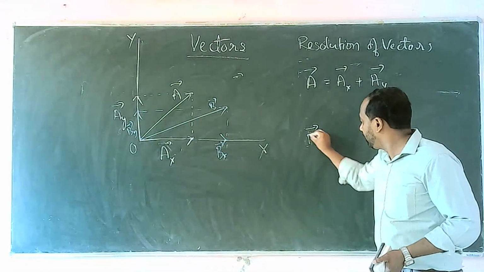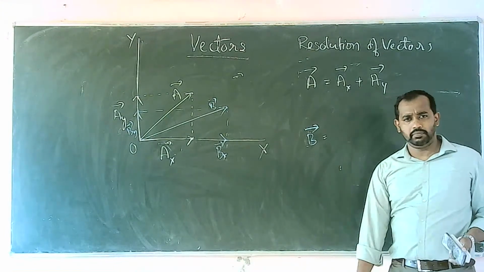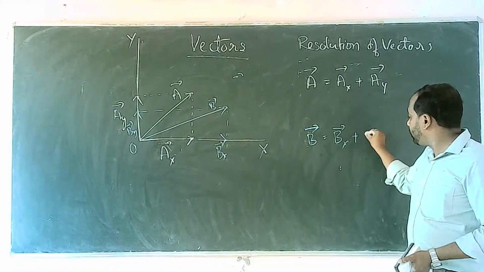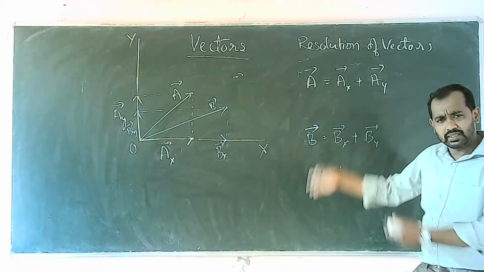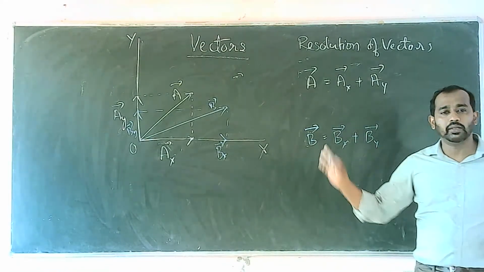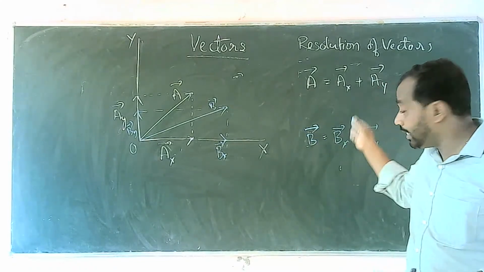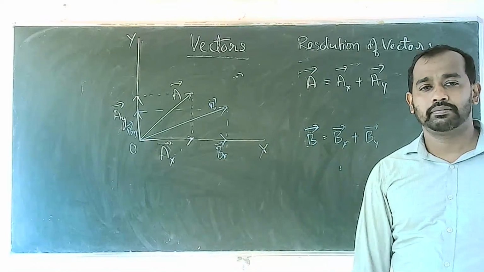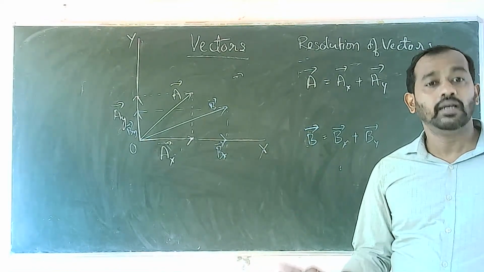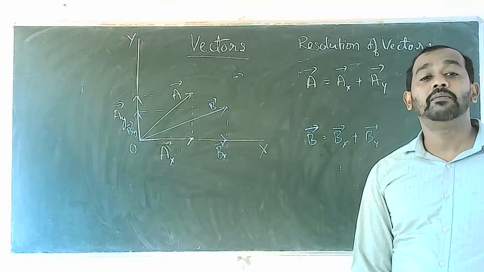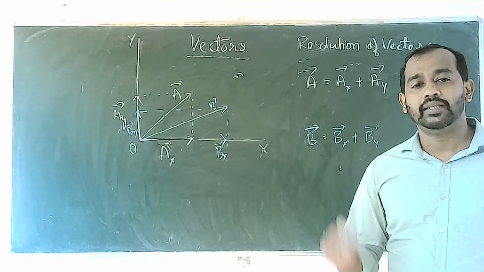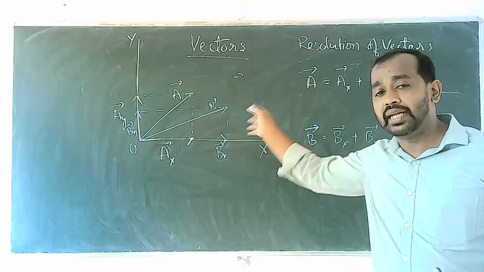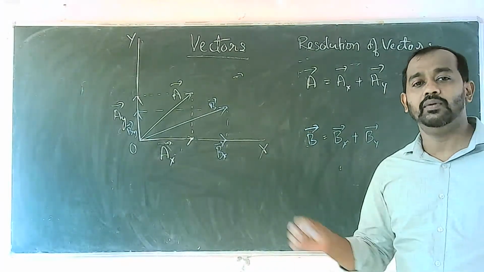So, what is the value of vector B? I will use the same blue color. It will be equal to vector Bx plus vector By. And so on. Whatever may be the vector, similarly, they can be represented in terms of their rectangular components. Any vector. Okay. What is the use of these? The use is it will make it easier for us to add these vectors. How? We will see.